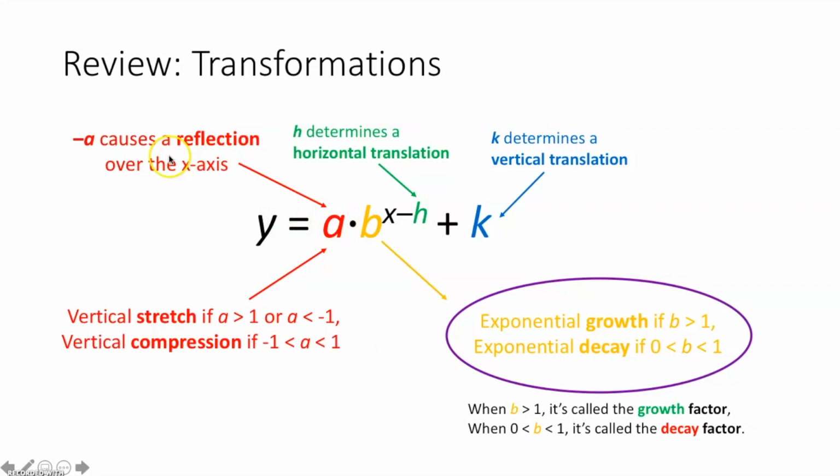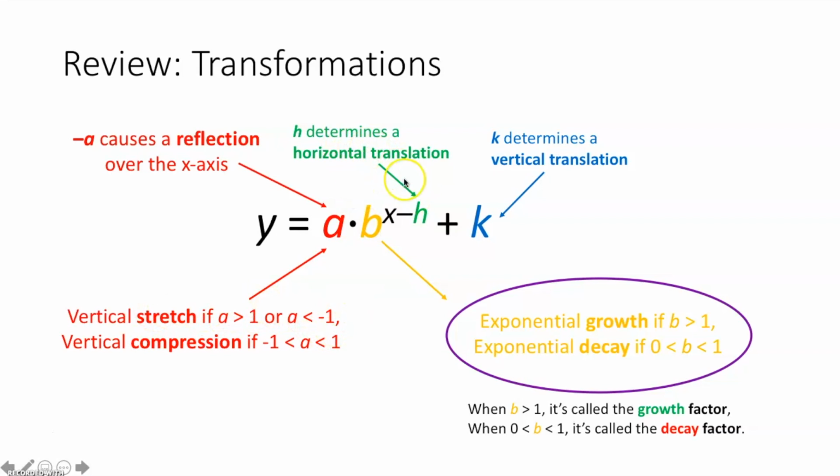Your a value controls whether your graph is reflected over the x-axis or not. So if it's positive, it's normal. If it's negative, then it's reflected over the x-axis. If your a value is greater than 1 or less than -1, that means it's going to be a vertical stretch, which means your graph is going to go up really steeply or down very steeply. Your graph is going to have a vertical compression if your a value is between -1 and 1. So if it's a fraction between -1 and 1, then it's going to be flattened out. It's going to be way less steep.